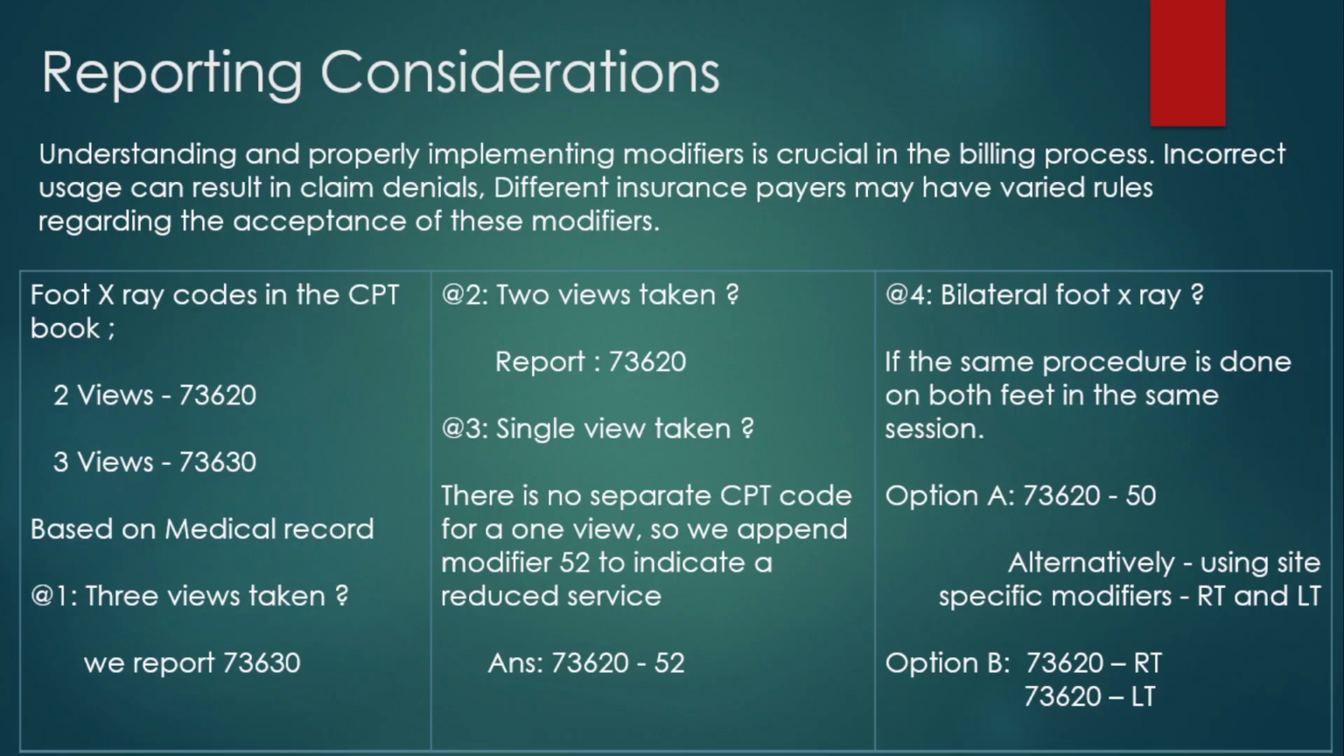For bilateral procedures, if the same procedure is done on both feet in the same session, we can bill either 73620 with the 50 modifier, or 73620 RT and 73620 LT. It depends on the insurance payer, the insurance company.